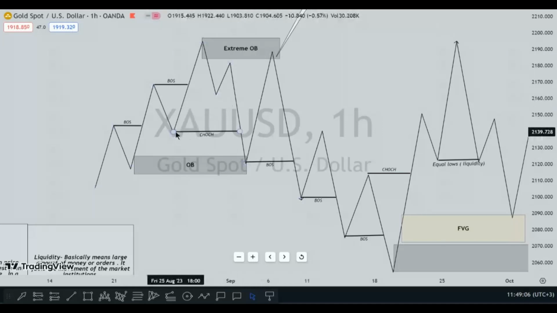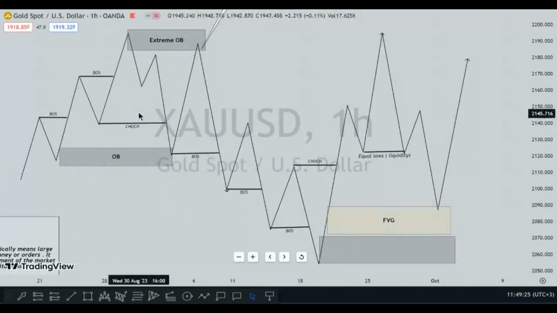So after breaking this previous higher low, change of character, as we have said, it indicates that the market is changing direction. So we were on an uptrend. After this change of character, the market has confirmed that it is going to change to a downtrend.